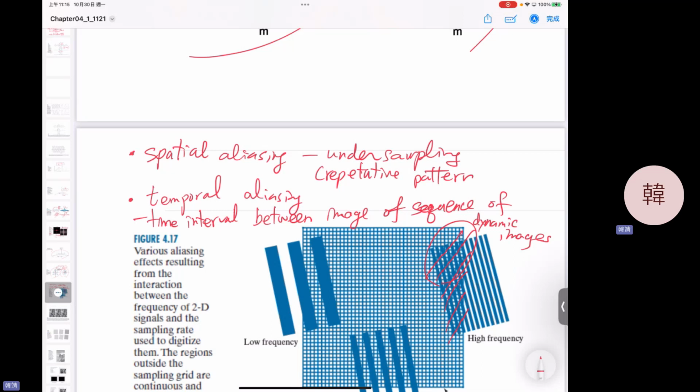Actually, there's another name called Wagon wheel. Okay, if you want to see the movie, the video, you just type Wagon wheel, and you can see a lot of optical illusions from Google. Okay, a lot of videos. They show you what kind of aliasing effect, temporal or spatial aliasing. Okay, so a lot of interference and some repeated patterns are shown.